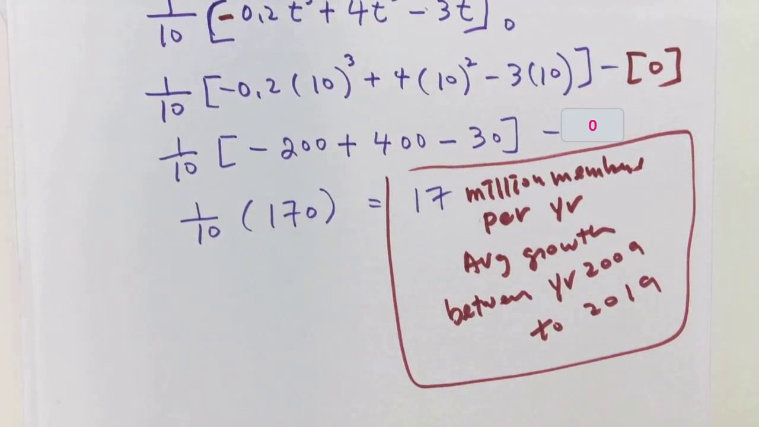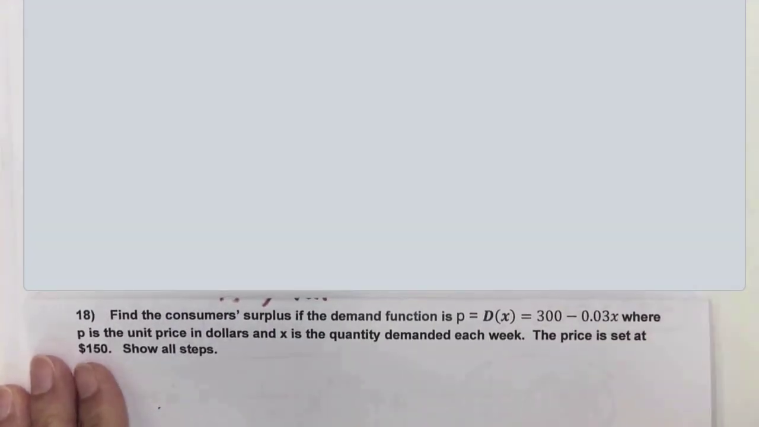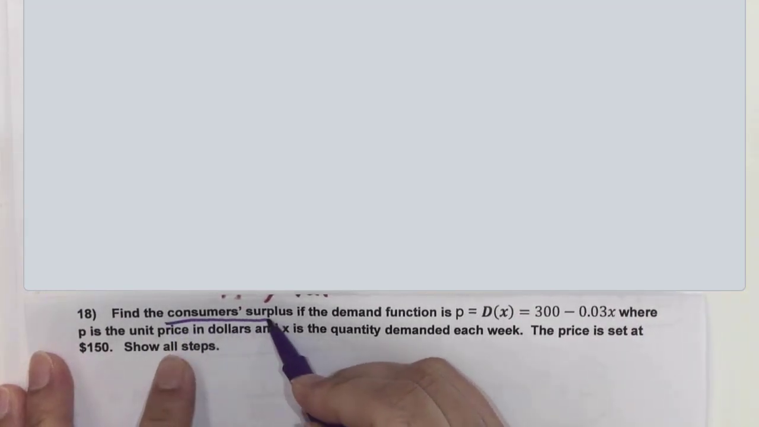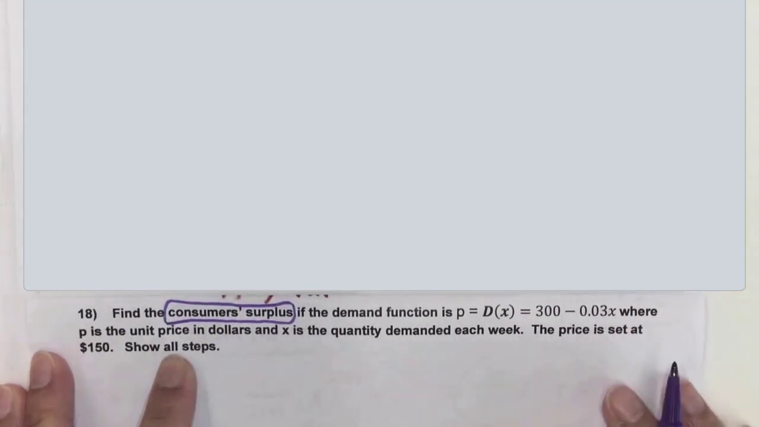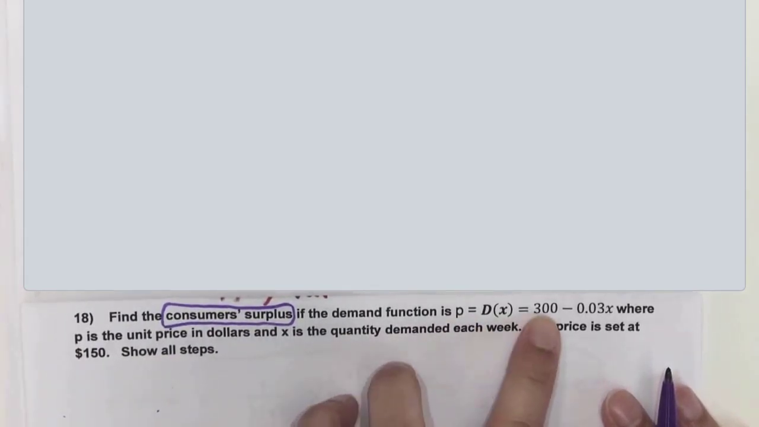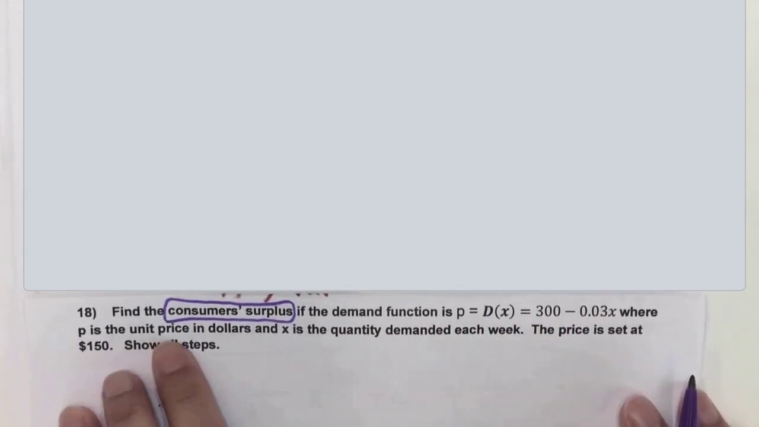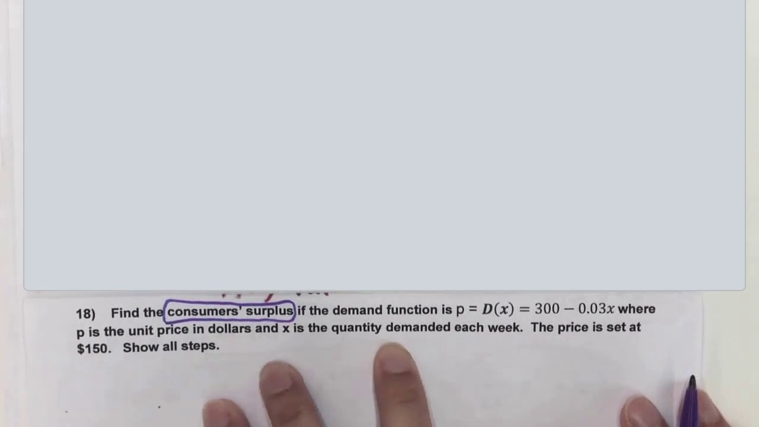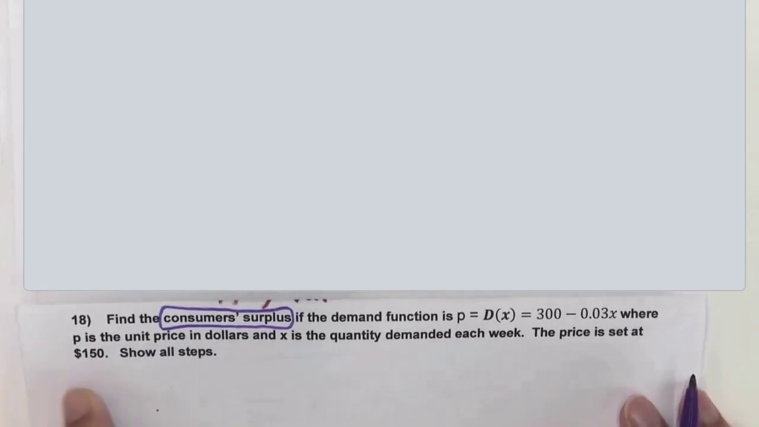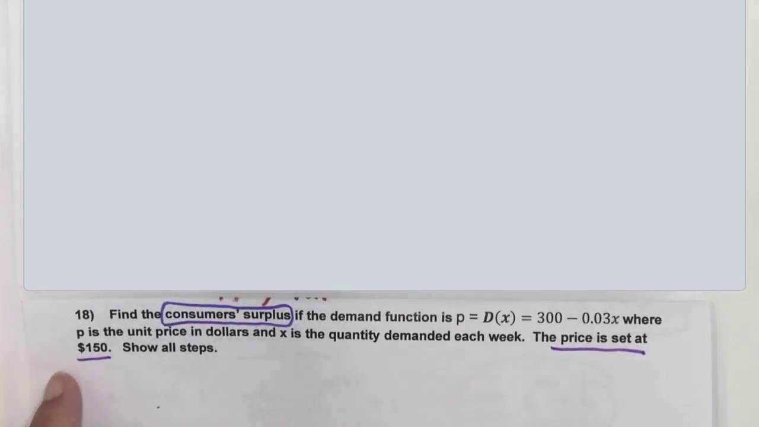The very last topic we talked about last time was the consumer surplus and producer's surplus. Straightforward one I could find from the book. Number 18, find the consumer surplus. So if you see that, you will use the formula for consumer surplus, okay? If the demand function is this, so this is a demand function for the price, 300 minus 0.03x. P is the unit price in dollars, and x is the quantity demanded each week. The price is set at $150. So they even give you the price, so that's good.